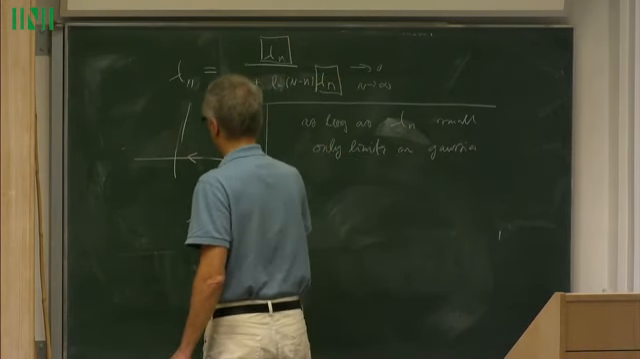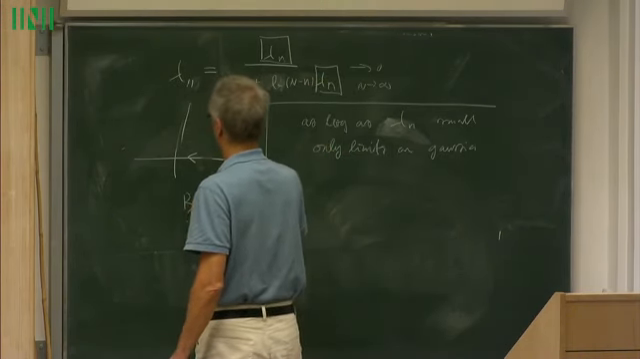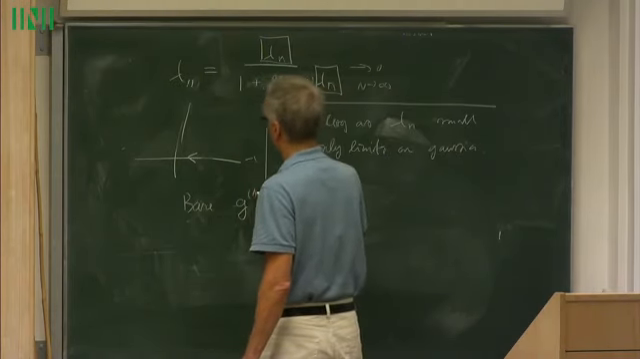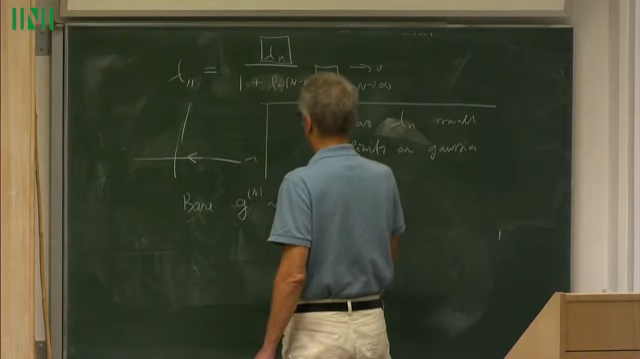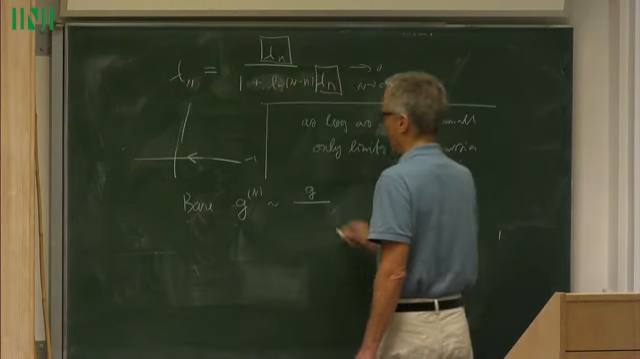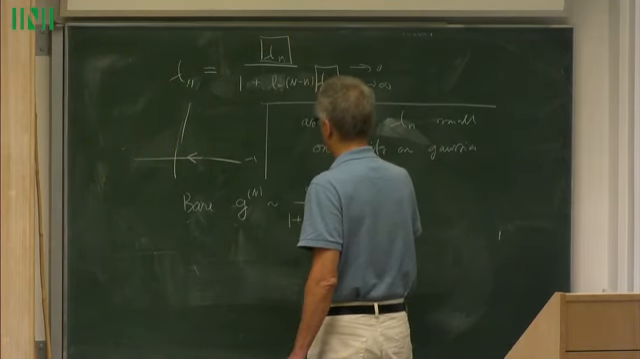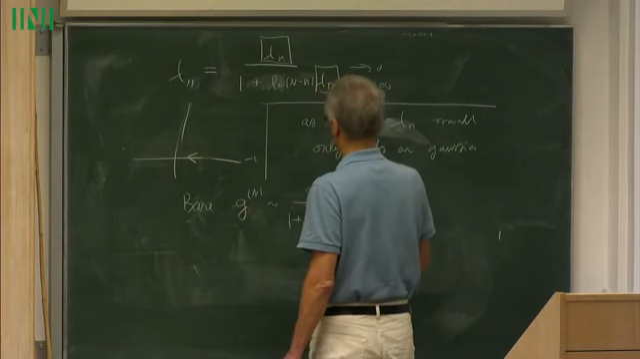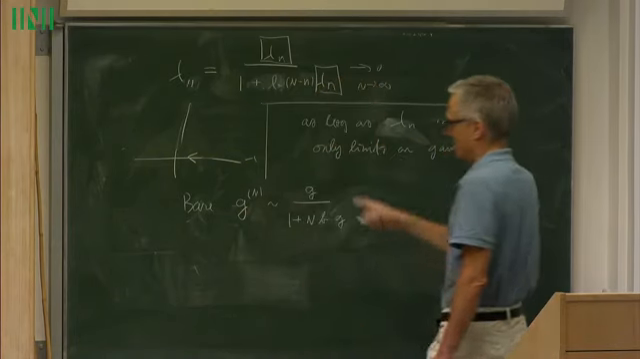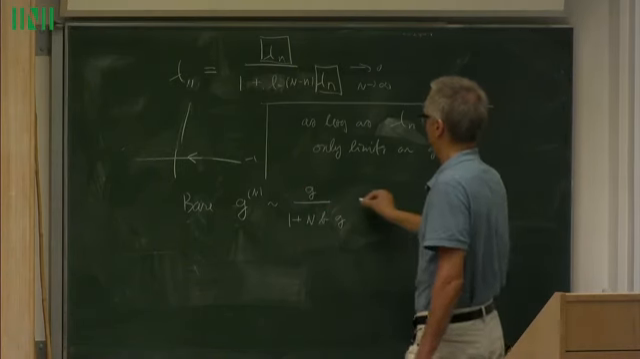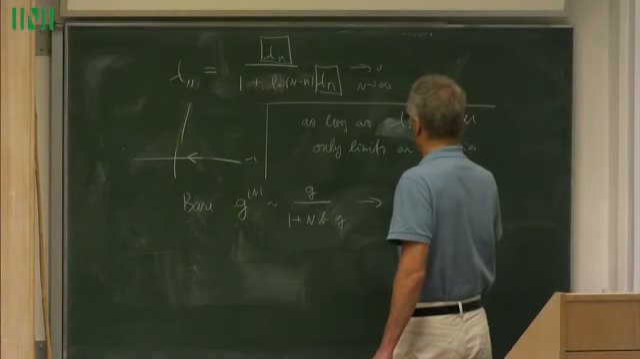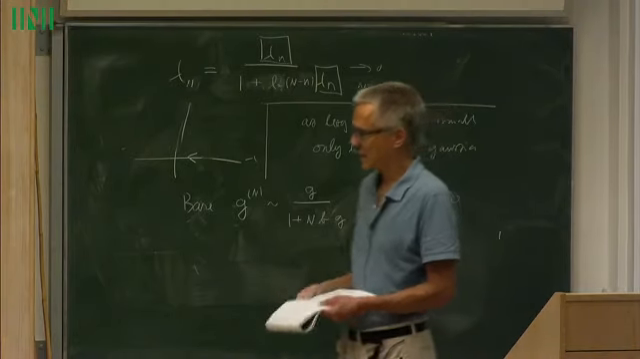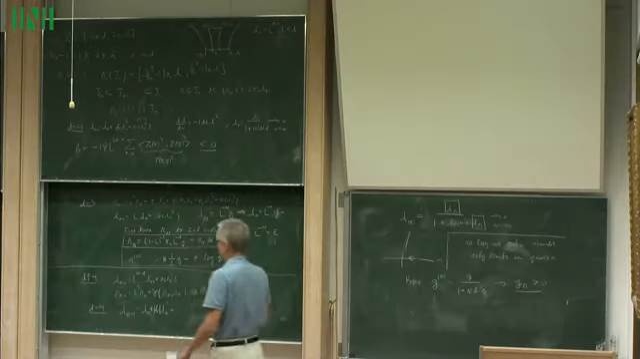So I will take the bare coupling, which I call g, dependent on the cutoff, as some fixed number divided by 1 plus n times b times g. If I choose it like that, then the effective coupling constant will be bigger than 0. That doesn't happen in our case, because in our case it had the wrong sign.